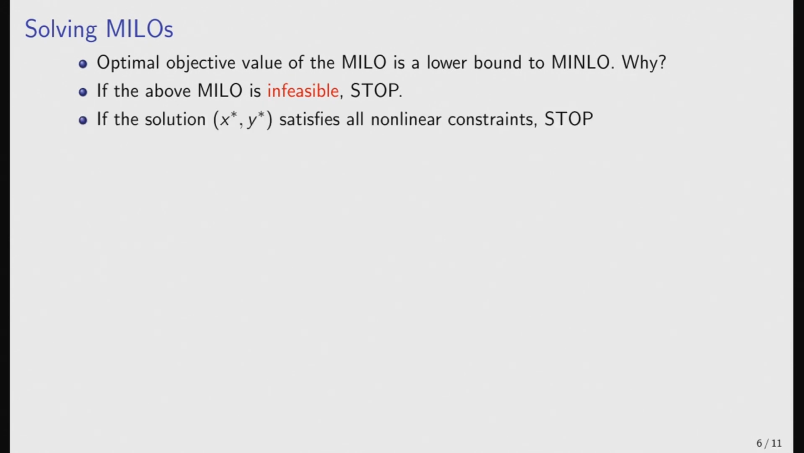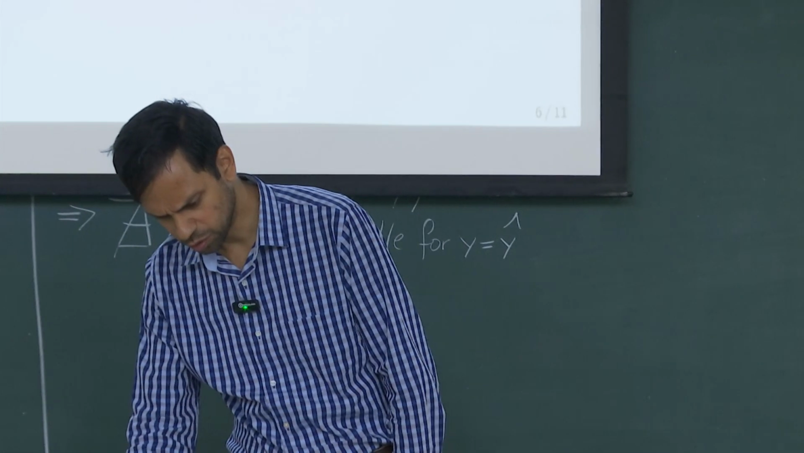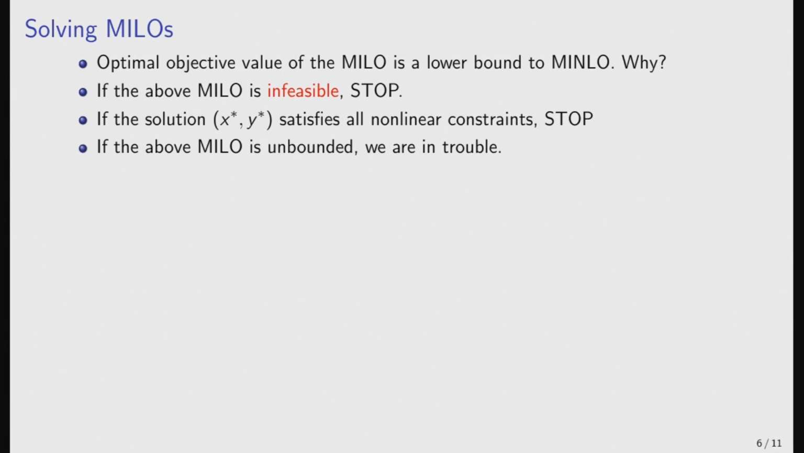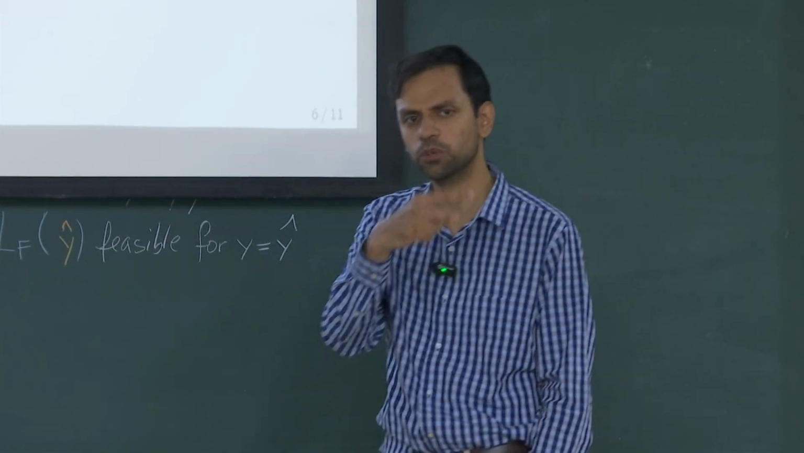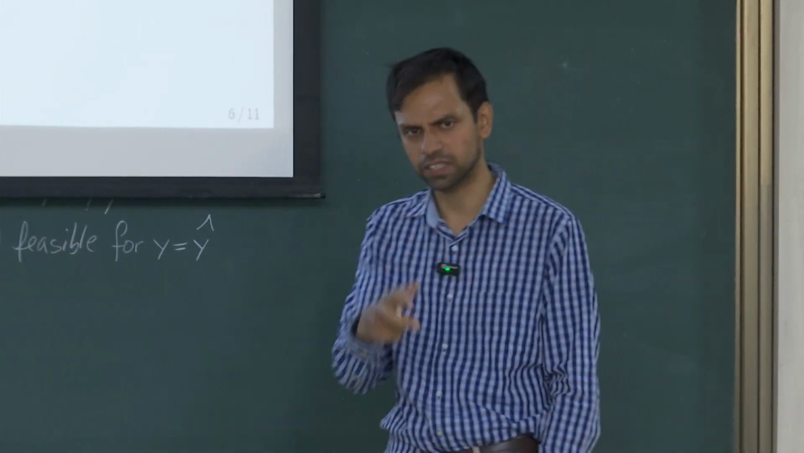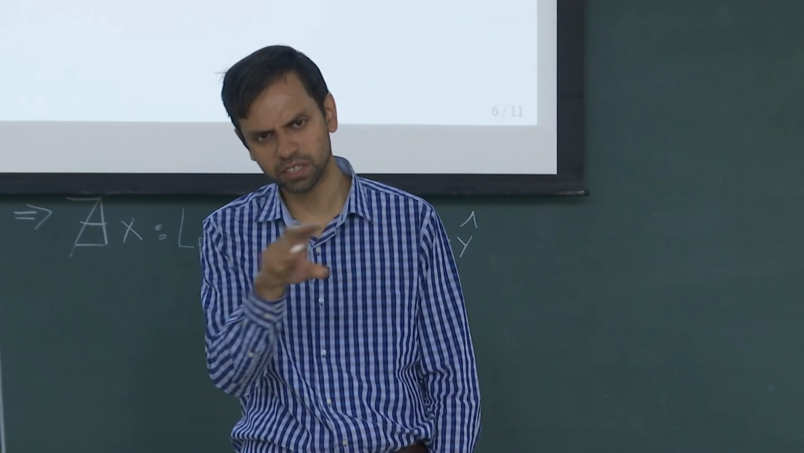Okay. If by chance I'm lucky and the solution x star, y star of the MILO satisfies all the nonlinear constraints also, okay, then also I can stop, because this would be the optimal solution of the MINLO. Okay. So this is being plain lucky, by chance. All right. Most of the time, there could be this. So for now, assume the objective function is linear. Okay, we will come to that part also. Okay, it still works. But for now, just assume the objective function is linear.